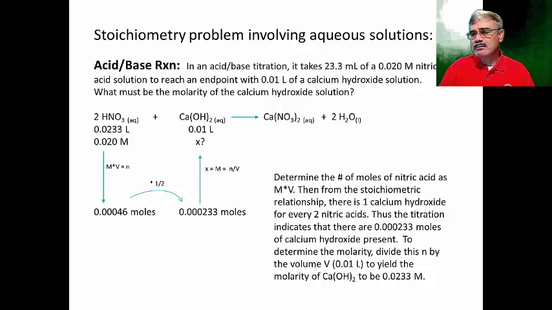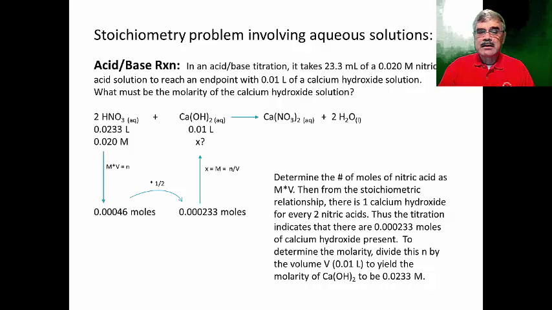Let's say that you perform an acid-base titration, and you determine that it takes 23.3 milliliters of a 0.02 molar solution of nitric acid to reach an end point with 0.01 liters of a calcium hydroxide solution. Okay, you do an acid-base titration to reach an end point. And then the question is, what is the molarity of calcium hydroxide in that solution?